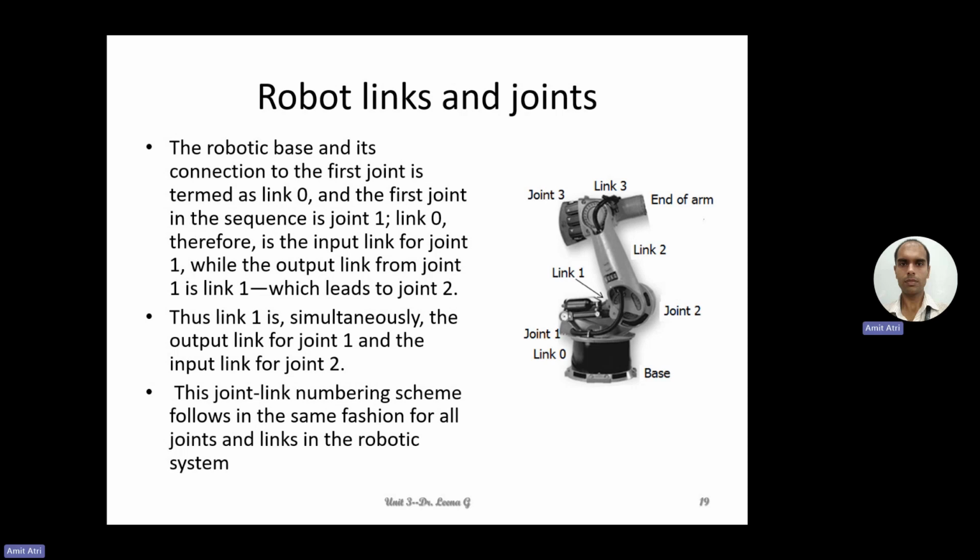The robot base and its connection to the first joint, that is link 0. Then the first joint in the sequence, joint 1. Link 0 is therefore the input link for joint 1, while the output link from joint 1 is link 1, which leads to joint 2, another joint. Between two joints there is a link, one is the input, one is the output. Thus link 1 is simultaneously the output link for joint 1 and the input link for joint 2. This joint and link numbering scheme follows the same fashion for all joints and links in the robot system.